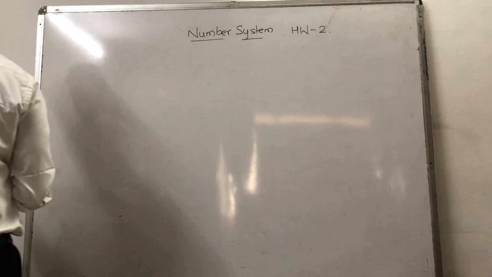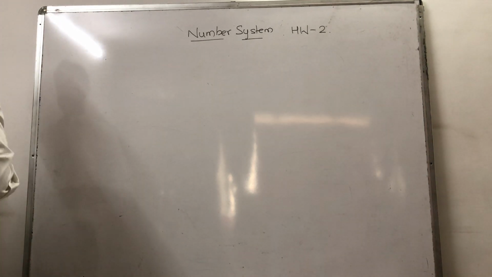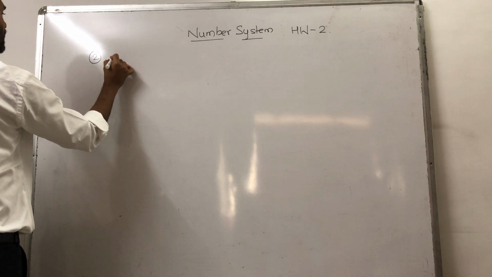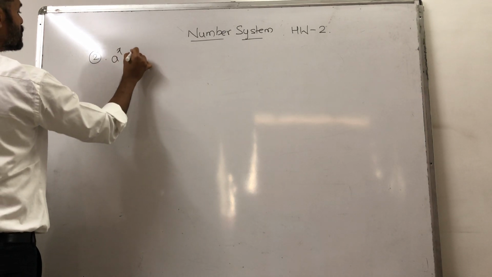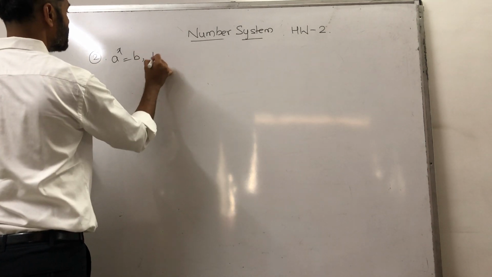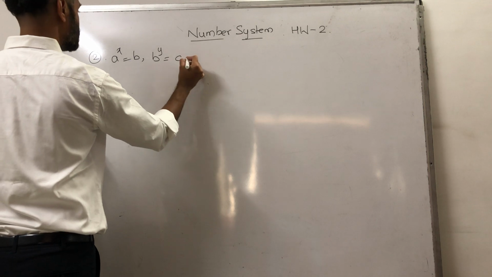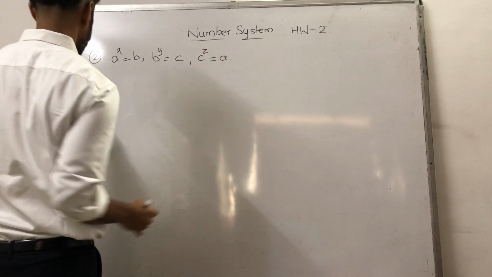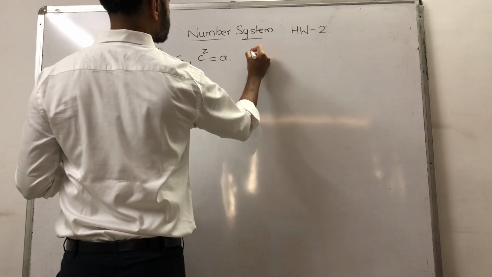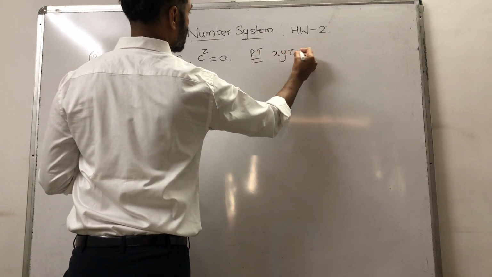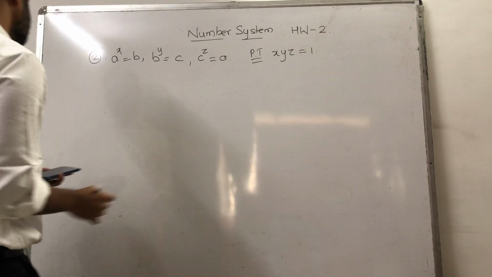Moving on to the second sum. In the second sum, they have given that the value of a raised to x is b, the value of b raised to y is c, and the value of c raised to z equals a. They have asked us to prove that the product of x, y and z is 1.